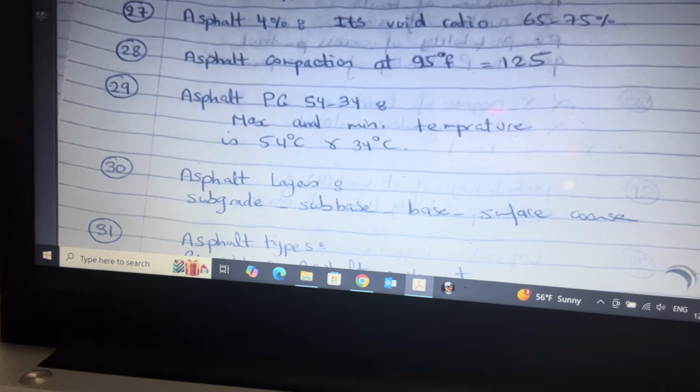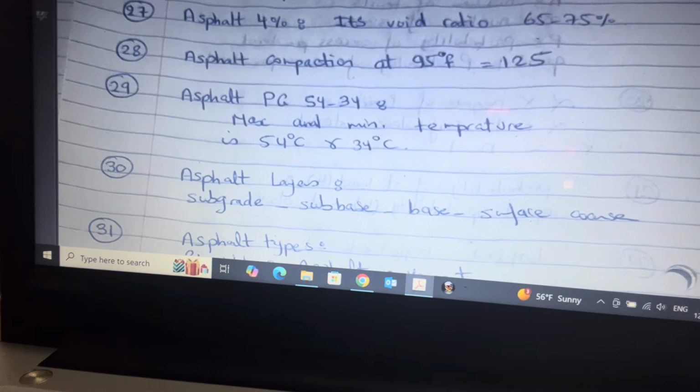Cloverleaf interchange. You need to know that during that interchange there is a ramp, and the ramp speed limit maximum is 30 miles per hour. What you need to know is that you need to slow down when you have a cloverleaf interchange at the ramps.